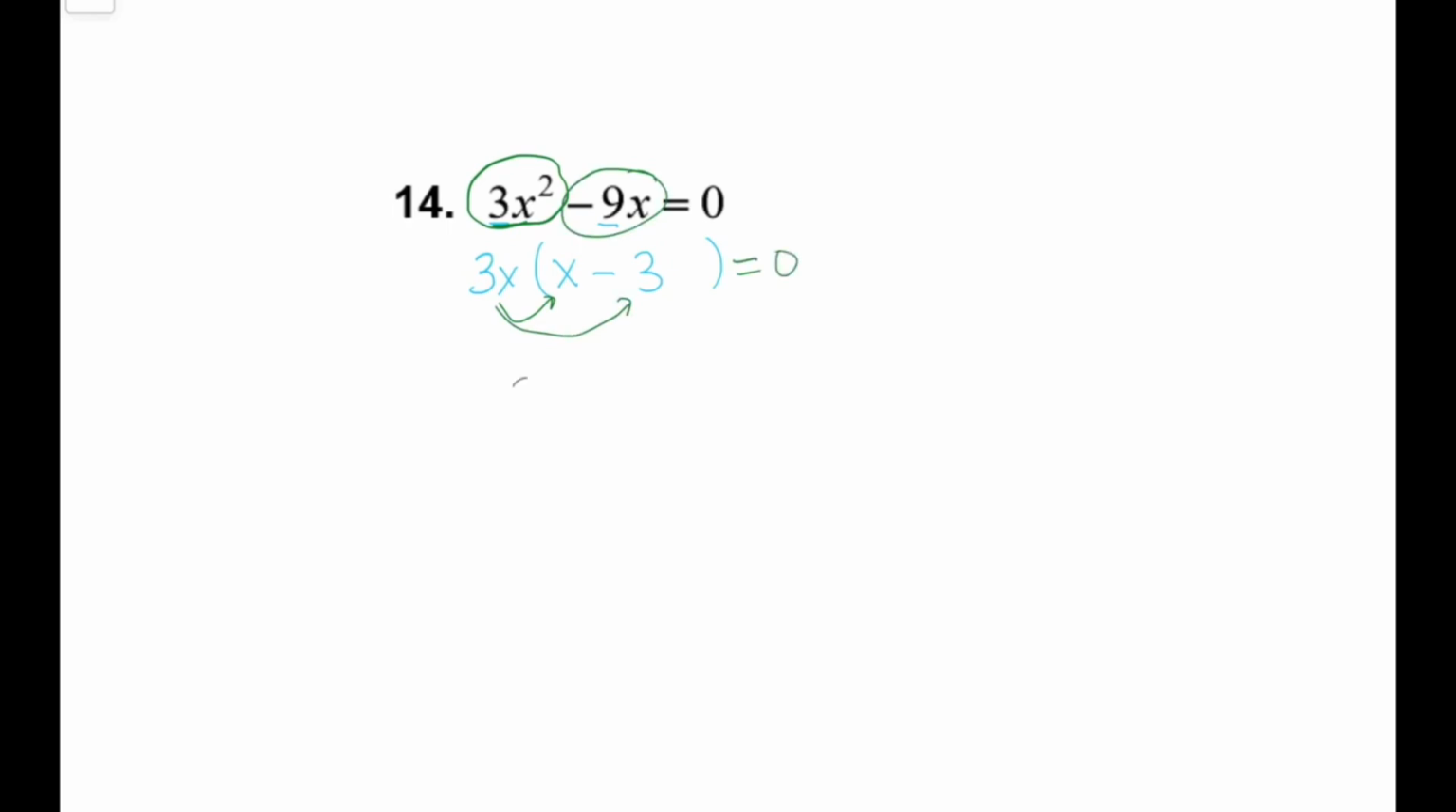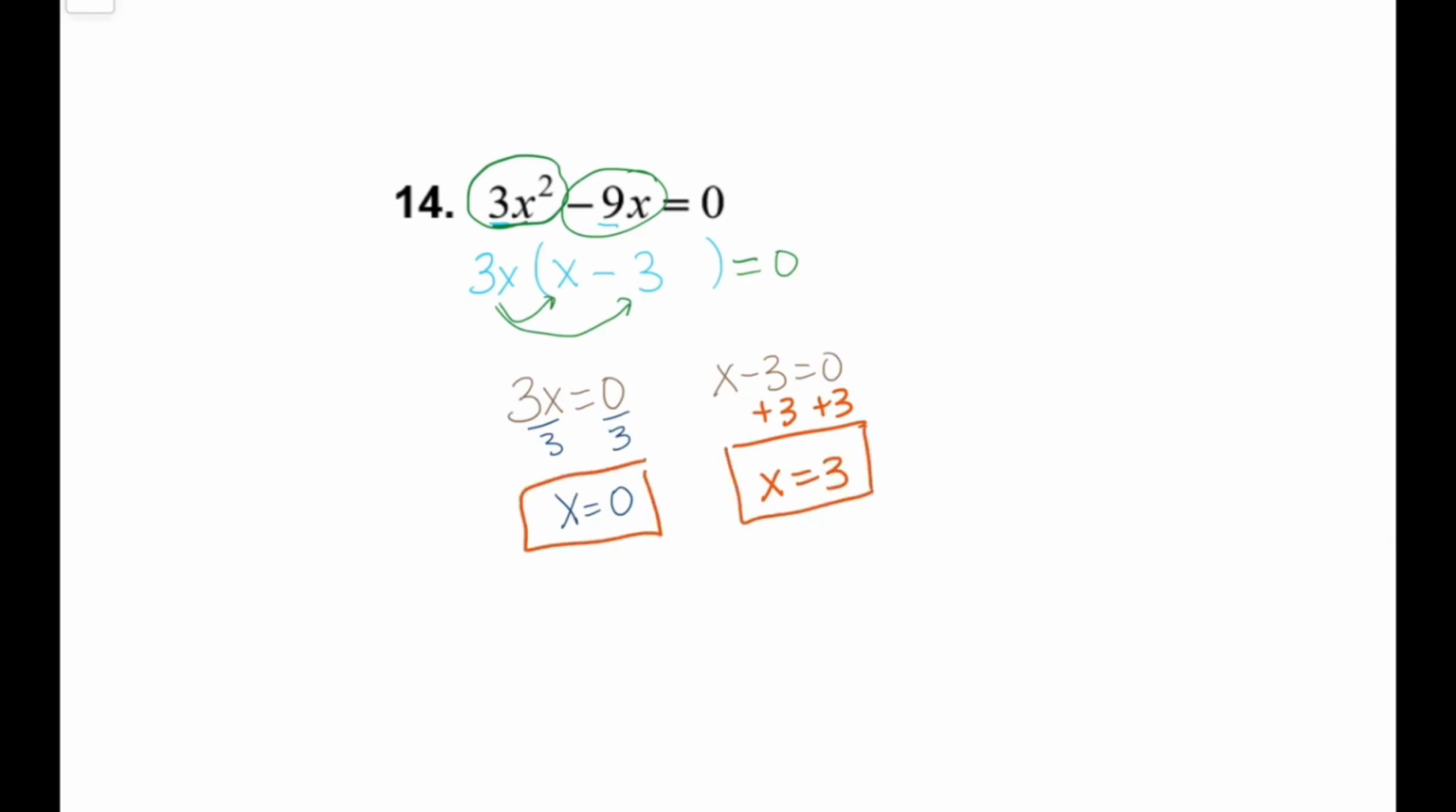We're going to set up two equations where we have 3x equals 0 and x minus 3 equals 0. On the first equation, we divide both sides by 3, and so x equals 0. And on the second equation, we add 3 to both sides, so x equals 3. Those will be the two answers that will make our equation 0.